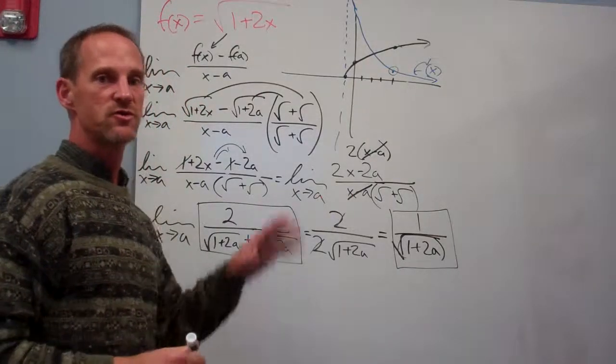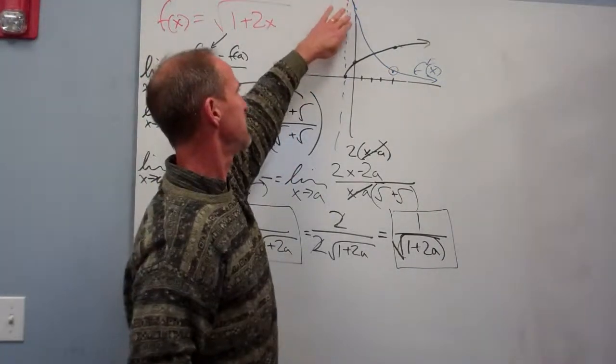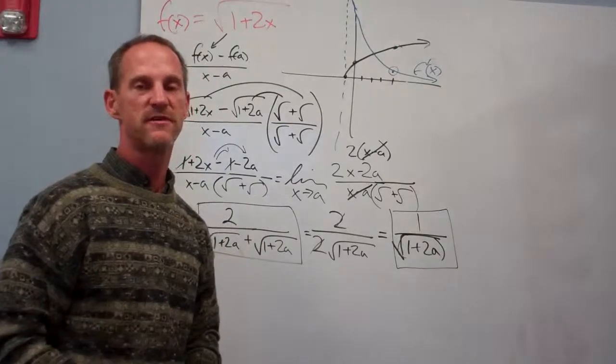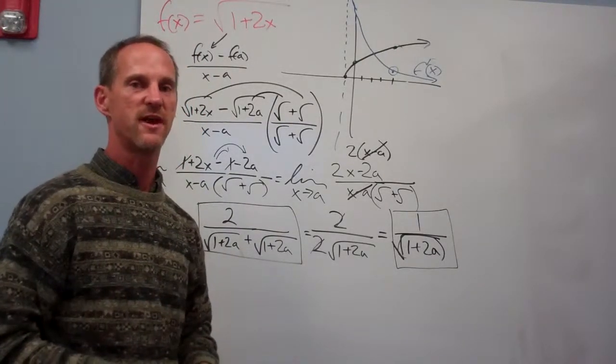So you type that into your calculator and you'll see that your visual guesstimate of the derivative should be really close to the formula you get at the end.